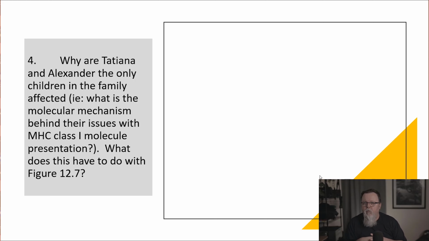So number 4 asks, why are Tatiana and Alexander the only children in the family affected? And what does this have to do with figure 12.7? Figure 12.7, I believe, is the one that's showing the inheritance of MHC haplotypes in this family. And so Tatiana and Alexander both have 2 copies of the same haplotype. And so, this would help.